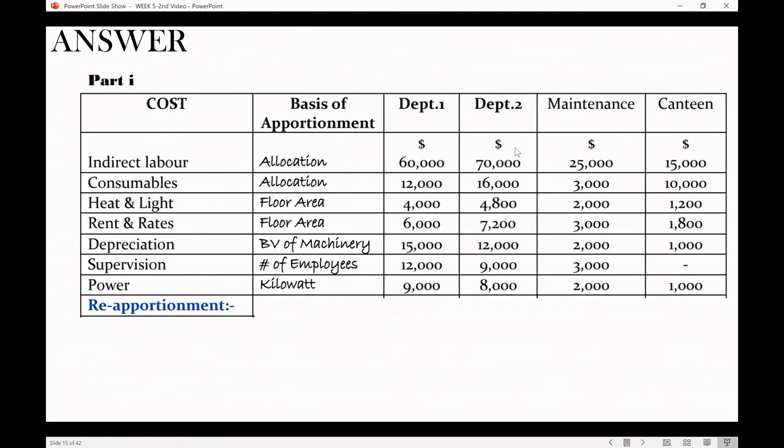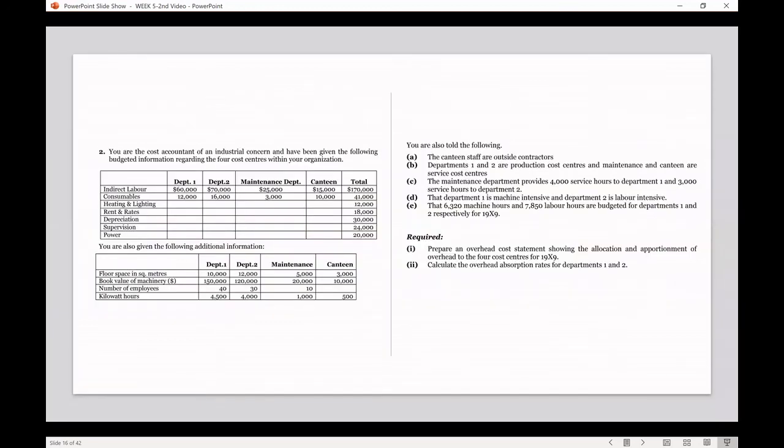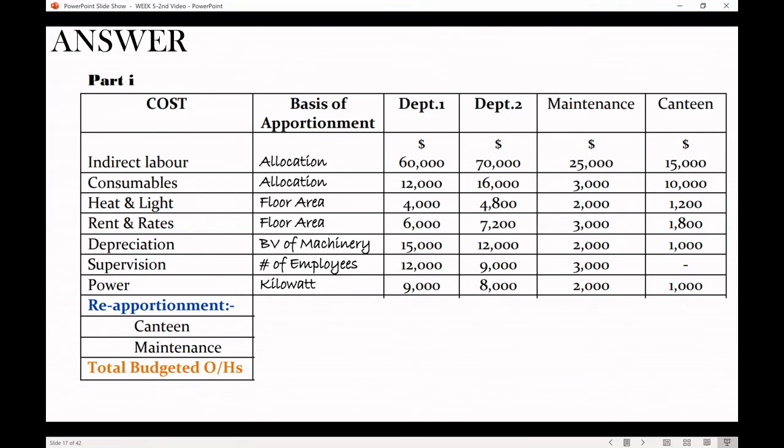Food would have been provided for those in department 1, and food would also have been provided for those in department 2, right? So how do we go about sharing these costs? The first thing we need to do is, yes, we're apportioning both the canteen and the maintenance.